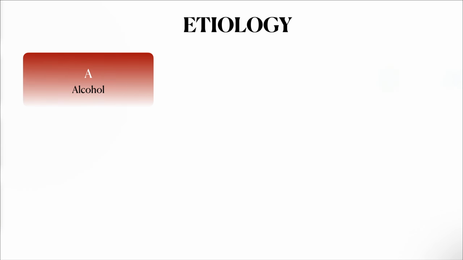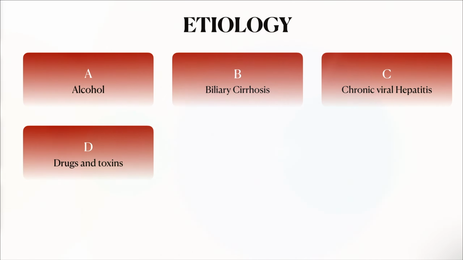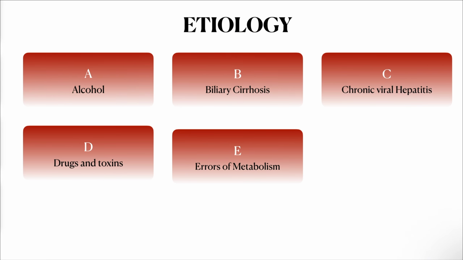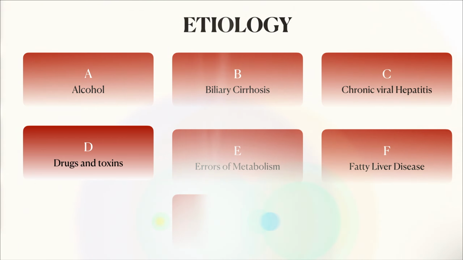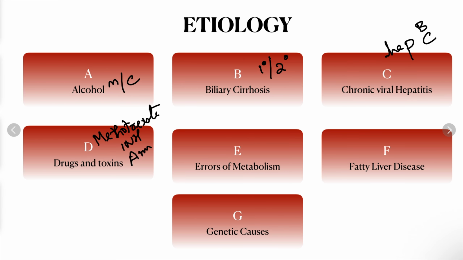Moving on to the etiology, I have divided it into A, B, C, D, E, F and G. A is alcohol, which is the most common of all. B is biliary cirrhosis, which includes both primary and secondary. Third is hepatitis, which includes Hep B and Hep C. And coming to drugs and toxins, you have methotrexate, isoniazid, and amiodarone.